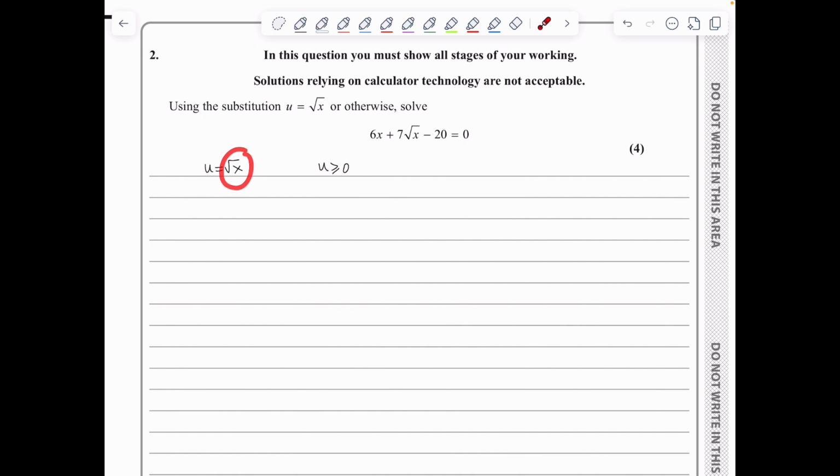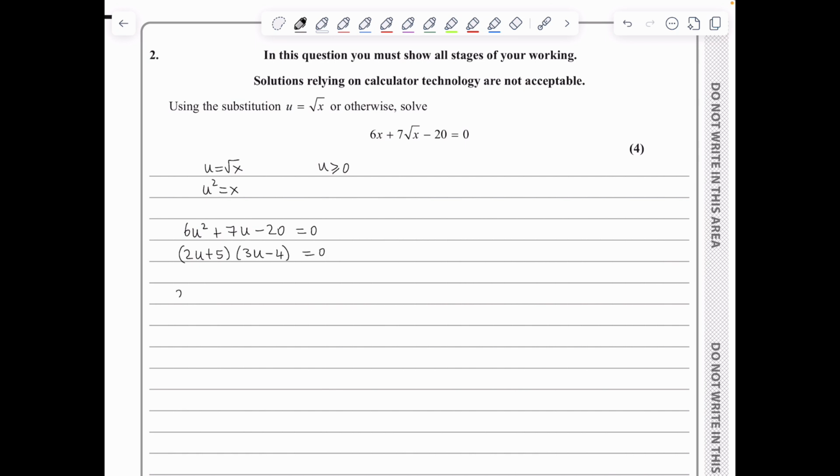Now the first thing to do is realize that u squared is equal to x. So essentially I'm performing a substitution. In the place of x, I'll be putting u squared. So we're looking at 6u squared plus 7u minus 20 is equal to 0. Now this factorizes into 2u plus 5 times 3u minus 4.